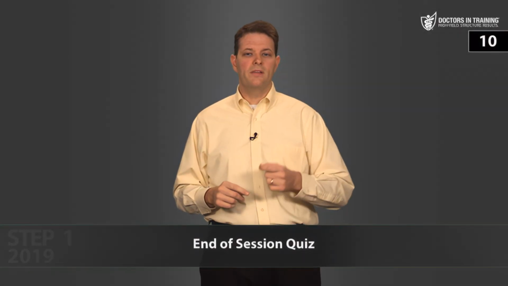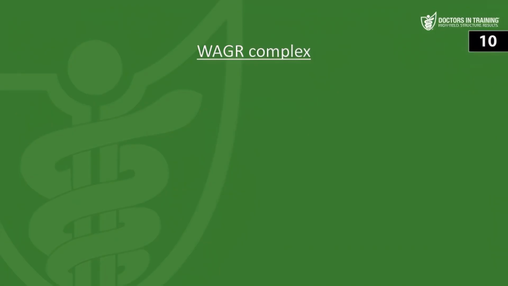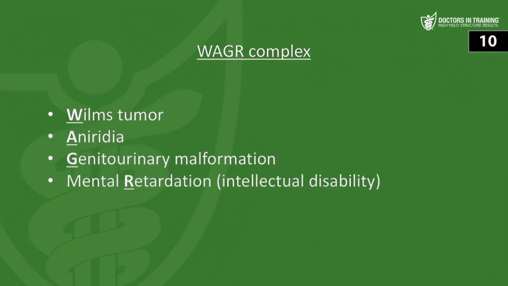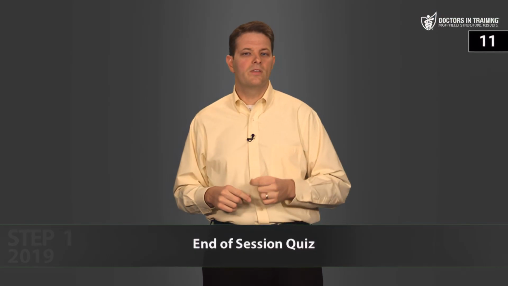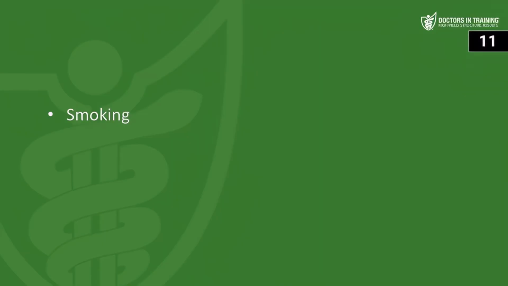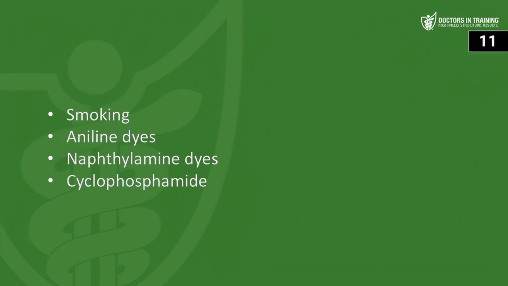First question, what is the WAGR complex? WAGR stands for Wilms tumor, aniridia, genitourinary malformation, and the R is for mental retardation or intellectual disability. Next, what are the risk factors for urothelial cell carcinoma or transitional cell carcinoma? We mentioned smoking, aniline dyes, naphthylamine dyes, and cyclophosphamide.